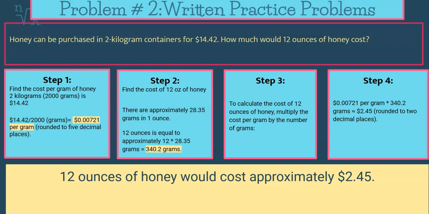So to calculate the cost of 12 ounces of honey, you're going to multiply the cost per gram by the number of grams. Okay, so you'll take the answer in step 1 and the answer in step 2, and you're going to multiply the two together. You can see in step 4, we did that for you: 0.00721 per gram times the total number of grams of honey, 340.2 grams, and you're going to end up paying $2.45 for your 12 ounces of honey. So your final cost for the honey is $2.45.